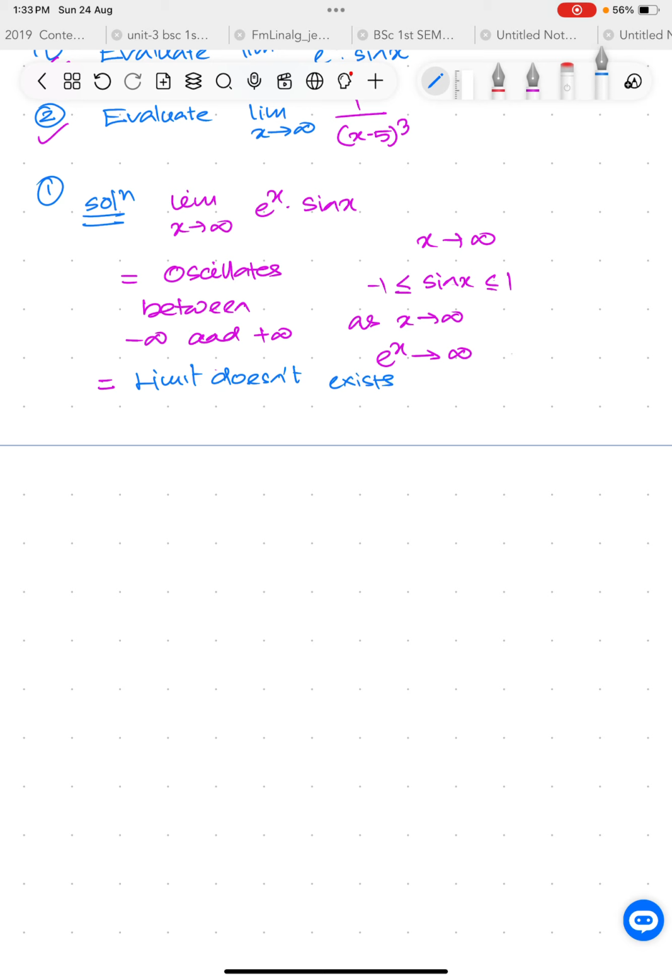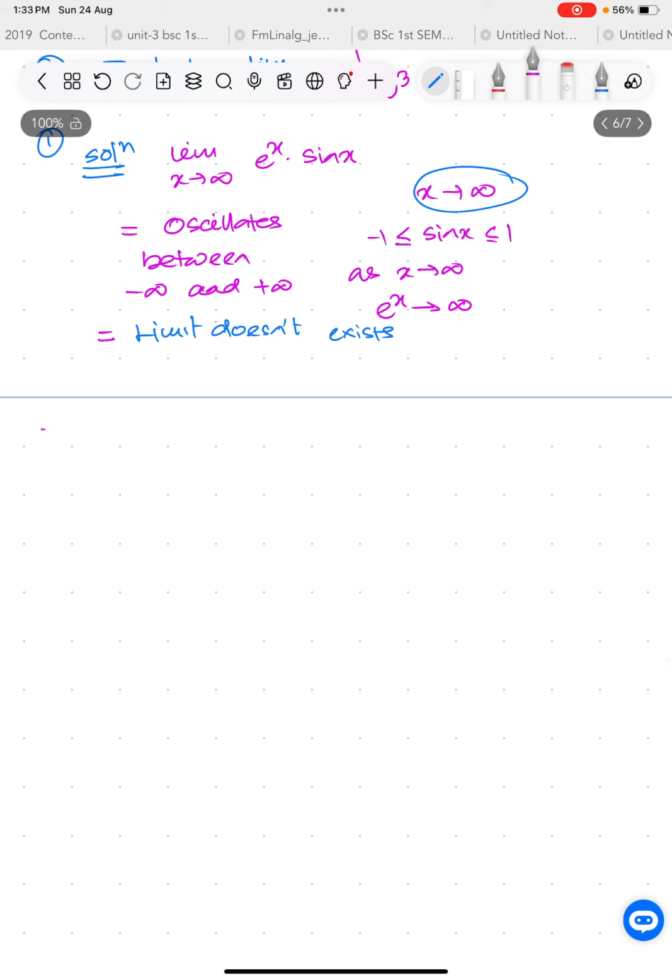Why? Because we are not going to get a definite value as x approaches infinity. So therefore the answer is: the limit does not exist.